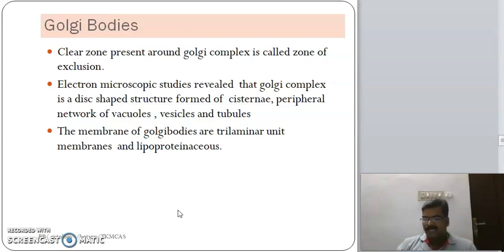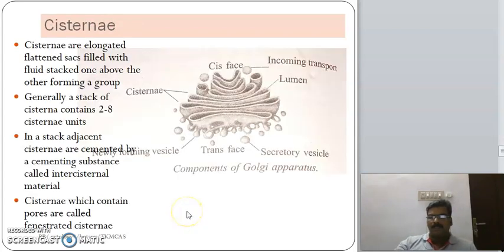Electron microscopic studies have revealed that the Golgi apparatus has disc-shaped structures called cisternae, a peripheral network of vacuoles, vesicles and tubules. Anyhow, all Golgi body membranes are trilaminar unit membranes and they are lipoproteinaceous. Coming to the first structure, cisternae. We have to be careful that cisternae are present in both endoplasmic reticulum and Golgi bodies. Cisternae are elongated, flattened sac-like structures. They are filled with some sort of fluid. They are stacked one above the other.